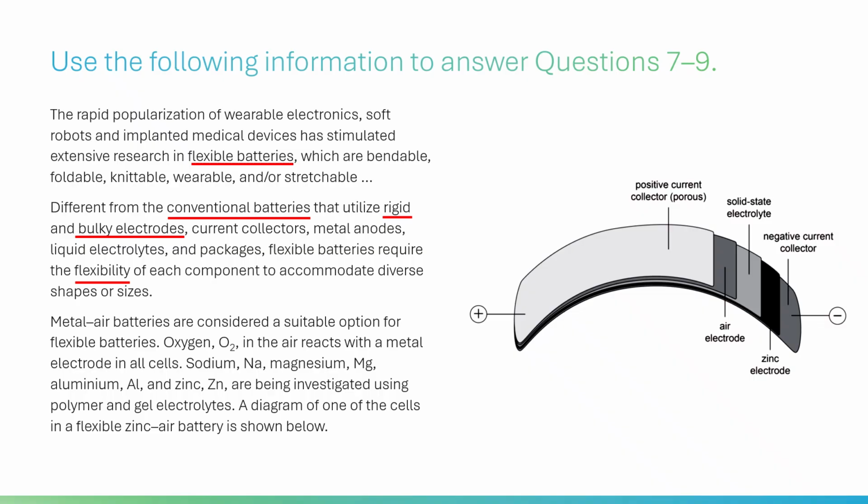Metal-air batteries are considered a suitable option for flexible batteries. Oxygen, O2, in the air reacts with a metal electrode in all cells. Sodium, Na, magnesium, Mg, aluminium, Al, and zinc, Zn, are being investigated using polymer and gel electrolytes. A diagram of one of the cells in a flexible zinc-air battery is shown below.